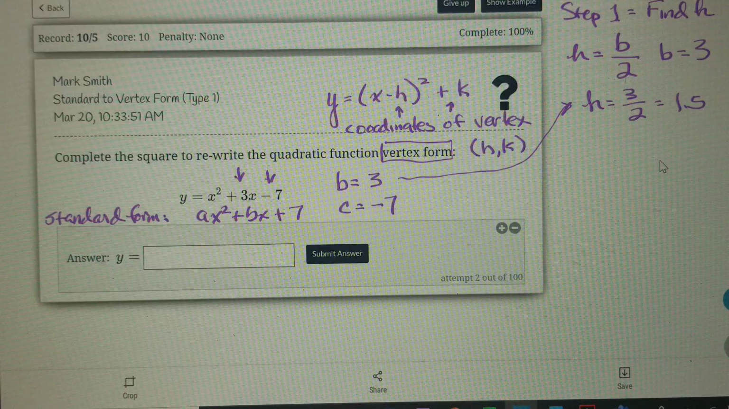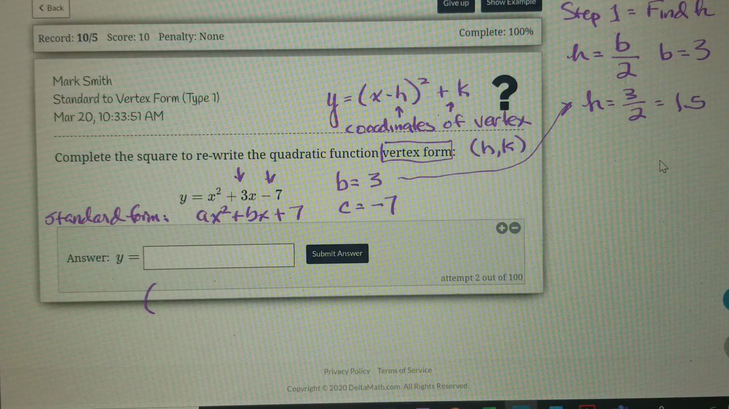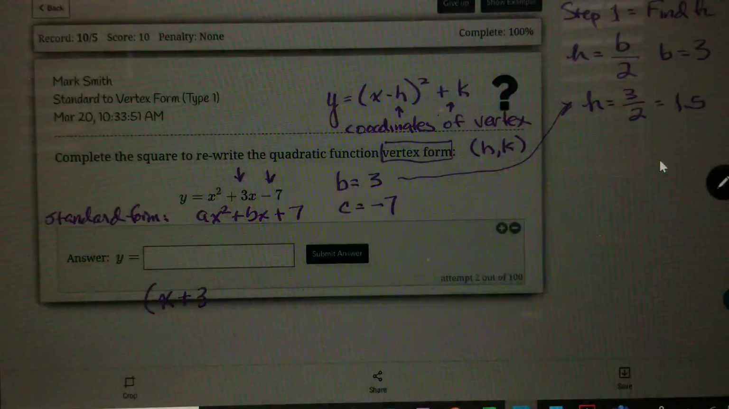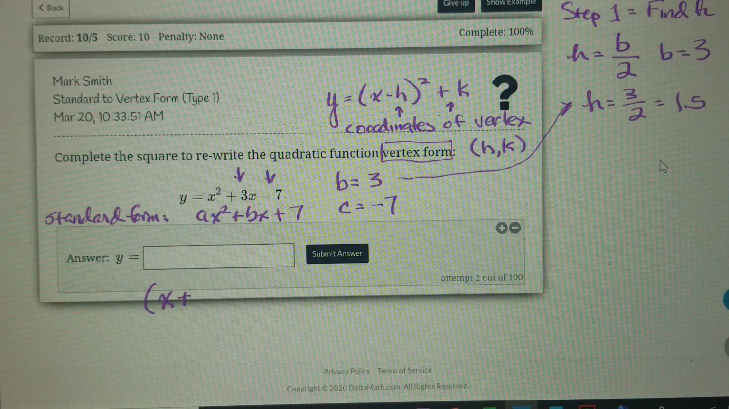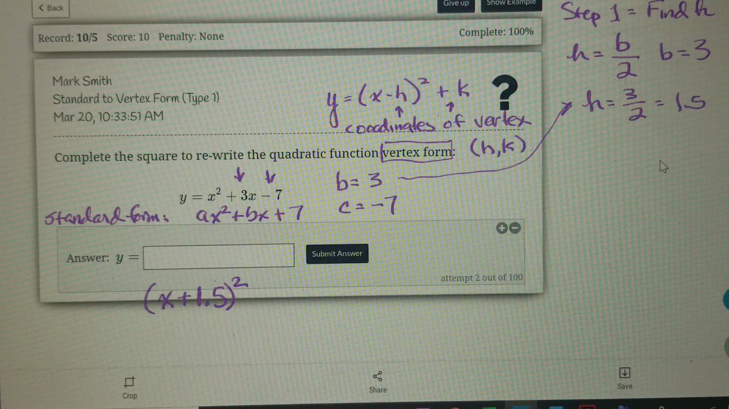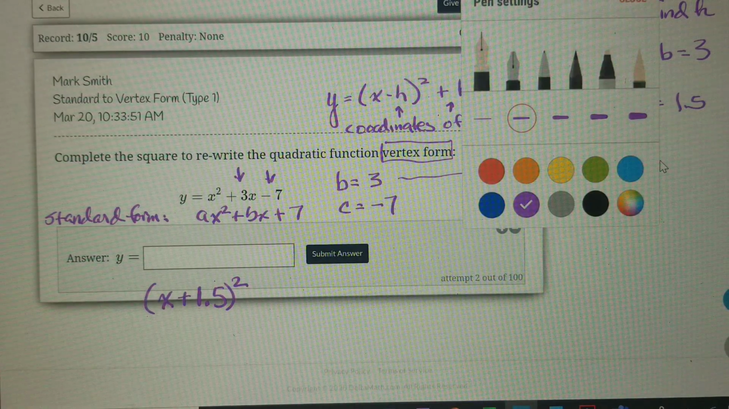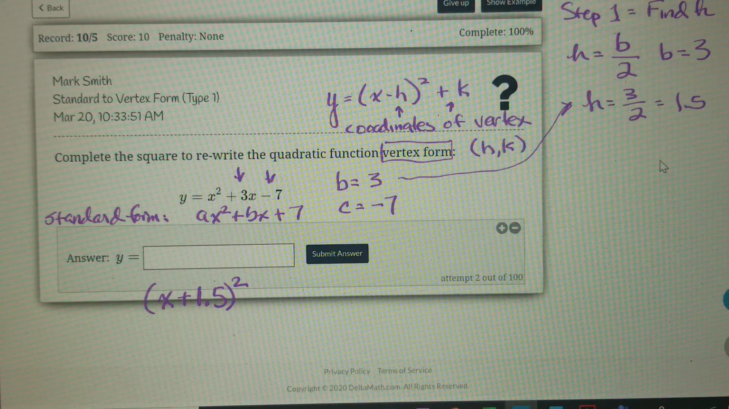All right, so that's good news. To start with, we're going to say x plus, not plus 3, plus 1.5. So x plus 1.5 squared. So we're half done with our answer. The second half of the answer, I'll do this in a different color, is to find our k value.